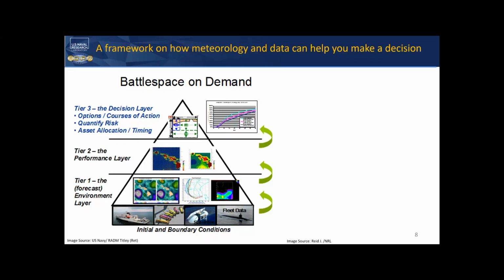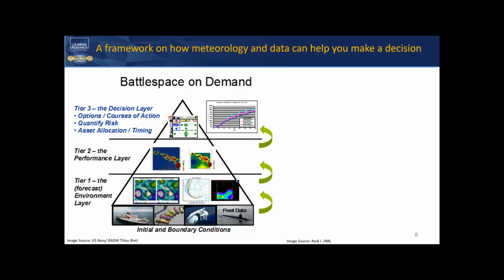And then the hardest one is actually the tier three system. So this is the decision layer, right? Where you take the performance layer and you really try and synthesize all the information for somebody who has to make a decision. And where that gets to be tricky again is quantifying risk, asset allocation sorts of problems. And decision makers really don't like probabilistic solutions. They want to know, like, am I going to be able to recover my aircraft tomorrow? Yes or no? And when you say, yeah, probably, right? They don't get really happy.